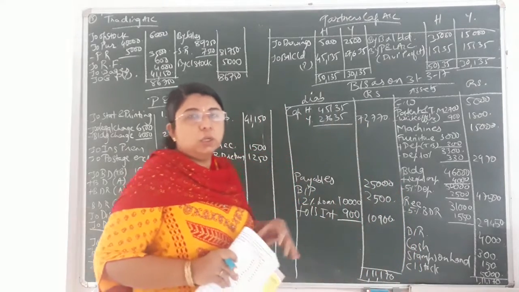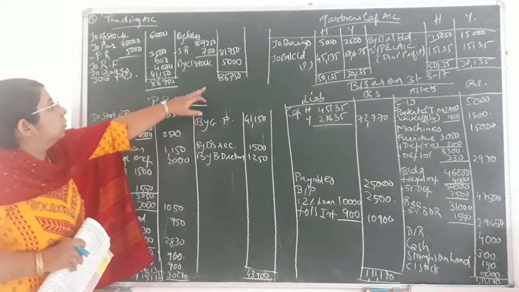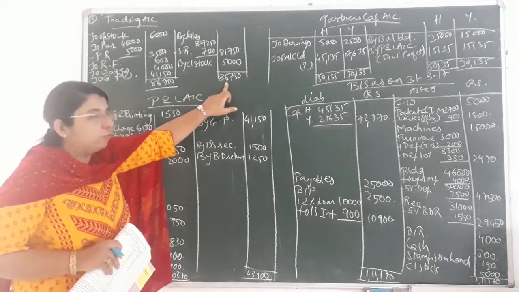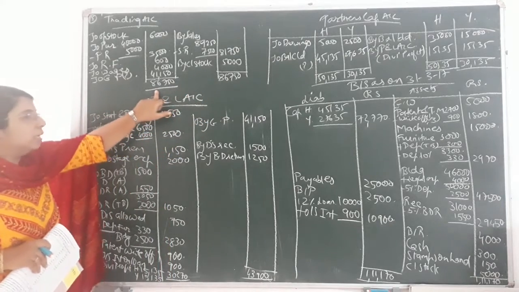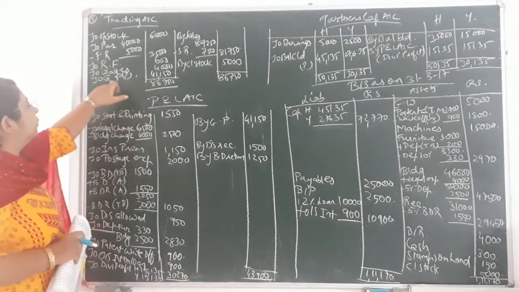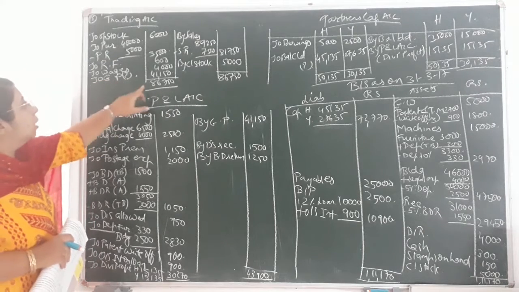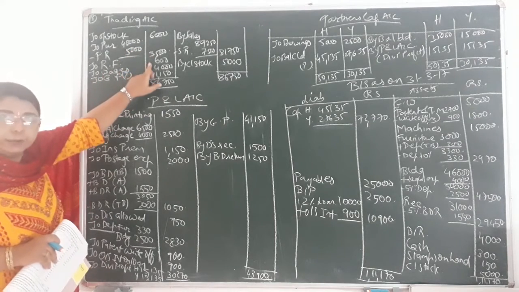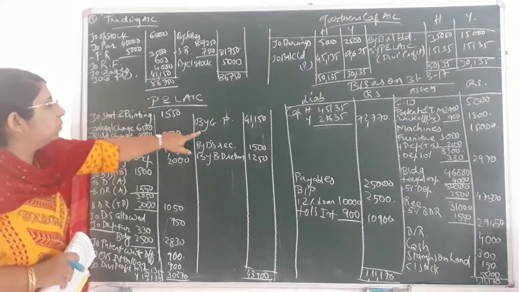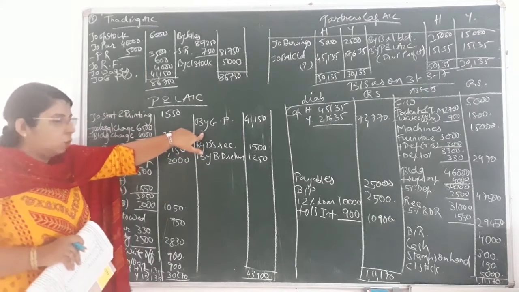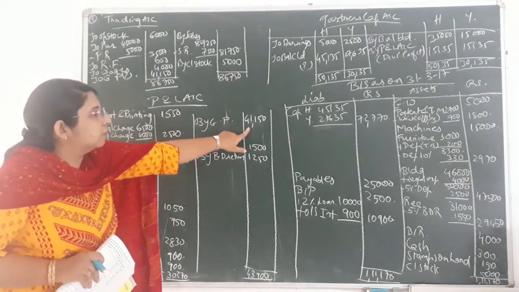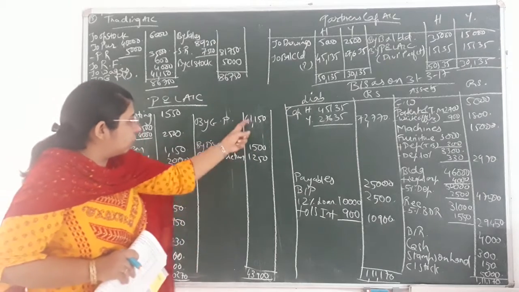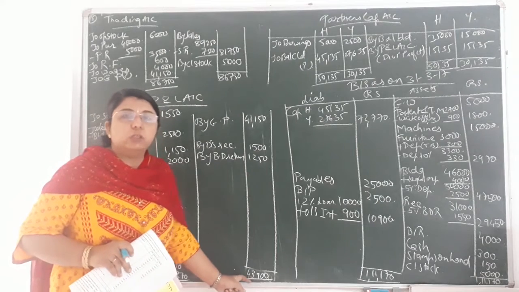Now let us do the total of each and every account. Here you can see on the credit side of the trading account, the total is coming to 86,750. The same total I have put on the debit side, 86,750. The difference that comes would be the gross profit. The gross profit is 41,150 after subtracting all the debit entries. Now this gross profit will be transferred to the credit side of the P&L account. So there I have written by gross profit, 41,150.